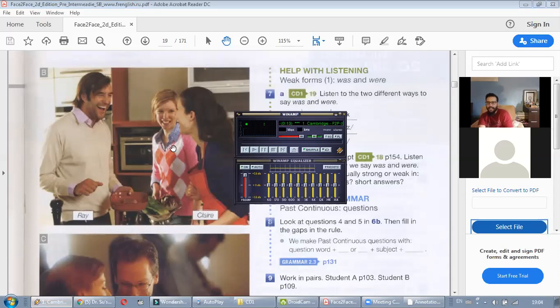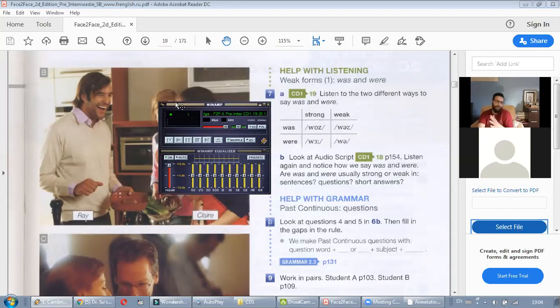Yes. Yeah, so here they just want you to know that sometimes was is pronounced was, and sometimes it's pronounced in a different way, the short form, the weak form. The same thing for were. Now, here we're going to go to the script on page 145. Listen again and notice how we say was and were. And then we have a question.